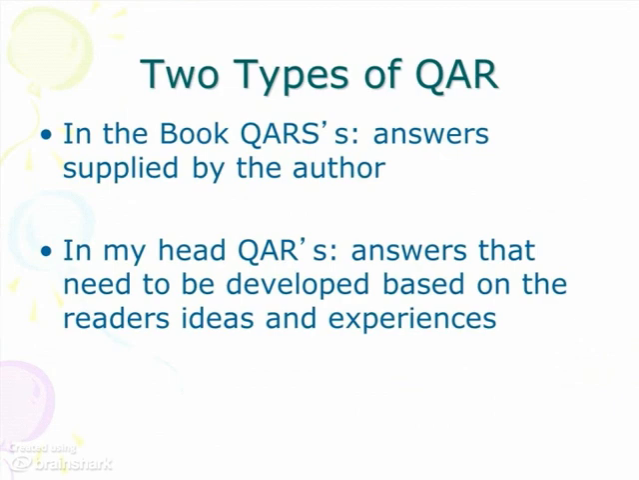So although there are 4 types of QAR, they can be divided into 2 different categories. The first category is in the book QARs, in which the answers are supplied by the author. The second category is in my head QAR, which means that the answers are based on the reader's ideas and experiences. Let's look at the 4 types of QAR.